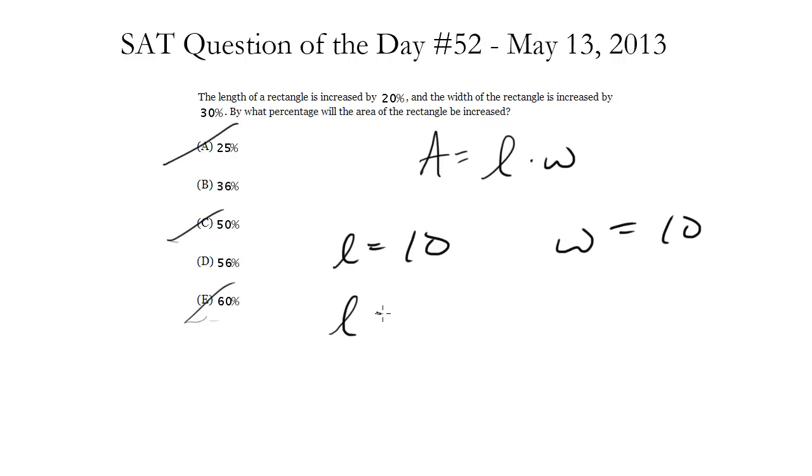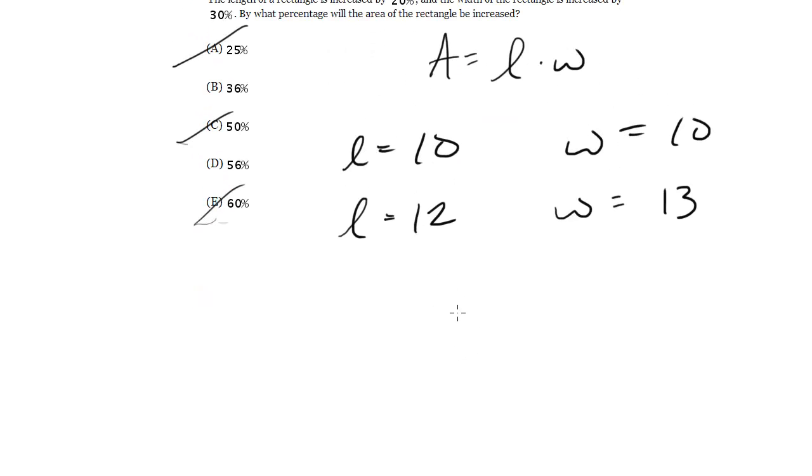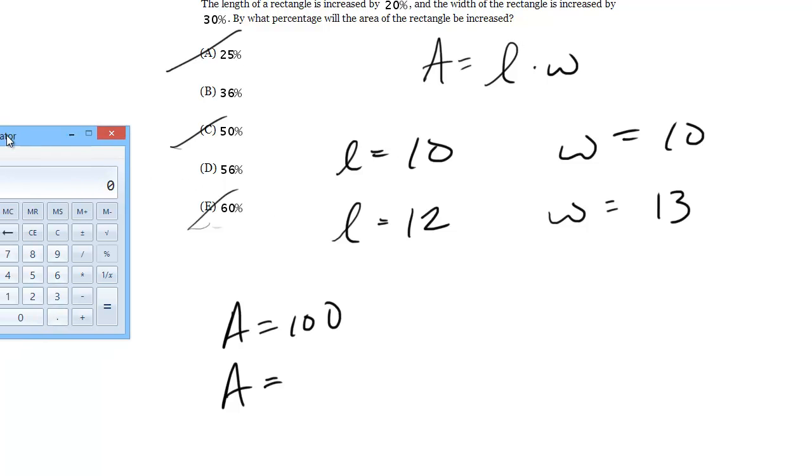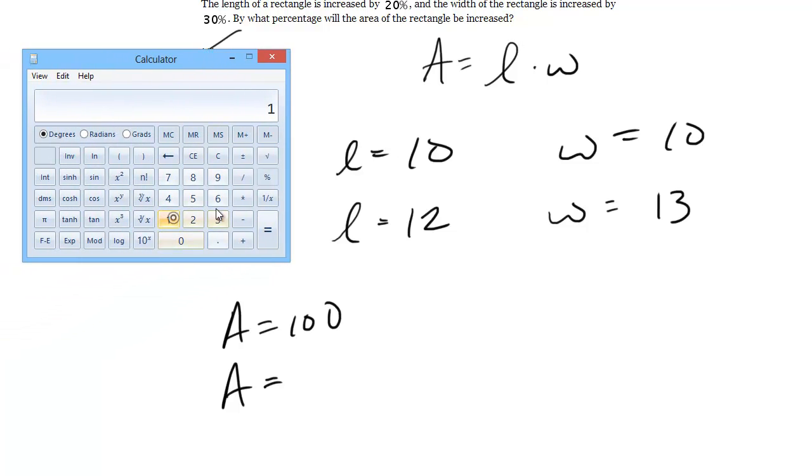So let's make the length, what's 10 plus 20%? Well, 20% of 10 is 2, so we increase 10 by 2, we get 12. The width we're going to increase by 30%, so 30% of 10 is 3, so this becomes 13. The old area, by the way, was 100. The new area is, getting my calculator up. Okay, new area is 12 times 13.